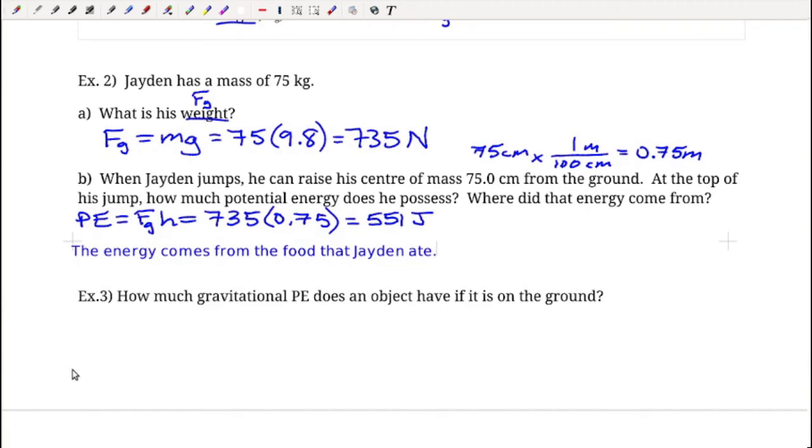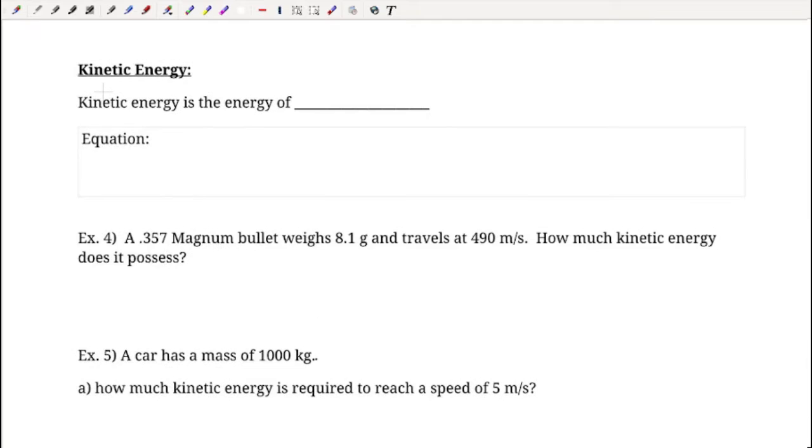Sorry, now we're moving on to example 3. How much gravitational potential energy does an object have if it is on the ground? Well, I know that my potential energy is mgh, and on the ground h equals 0, so that must mean it has no potential energy. Potential energy is 0 joules. Not really necessary to do any calculations, just remember if you're on the ground, your height is going to be 0. So that's gravitational potential energy, and it's pretty much the same thing as the work done to raise the object to that height.